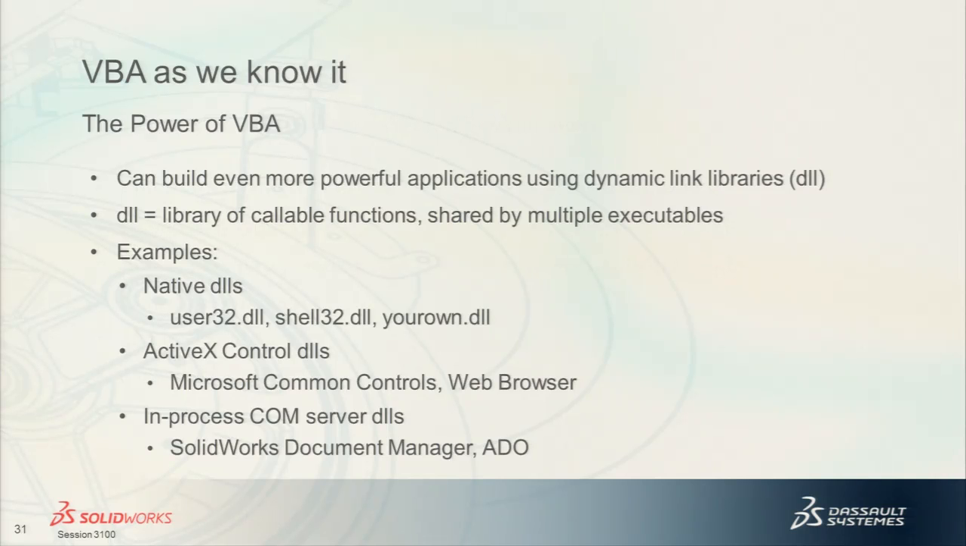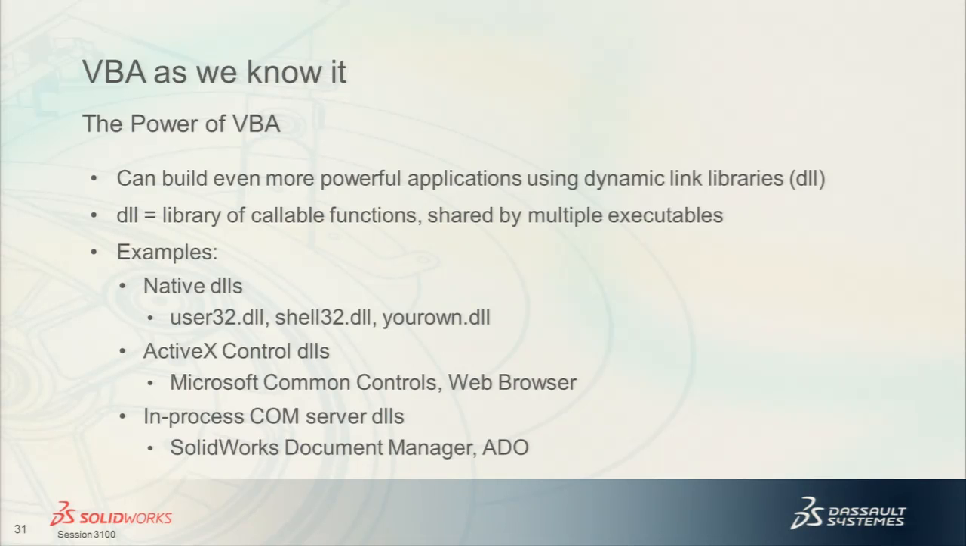Okay, but that's not the end of the story. We can do more, as you probably all know, and that's why you're here, probably, because you've done this. You can use dynamic link libraries in combination with Visual Basic. So it's actually just a library of callable functions at a very low level, and multiple applications share those libraries. So there's an economy of scale here because you only write the DLL once and all your applications can use it, so that's quite efficient.